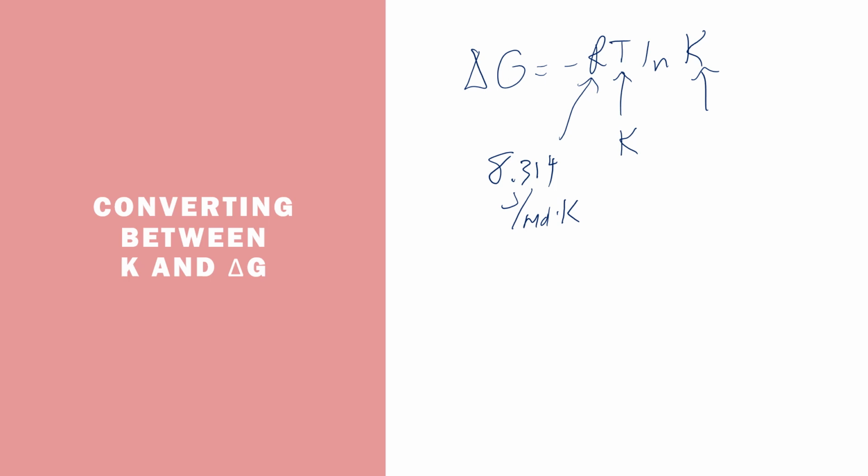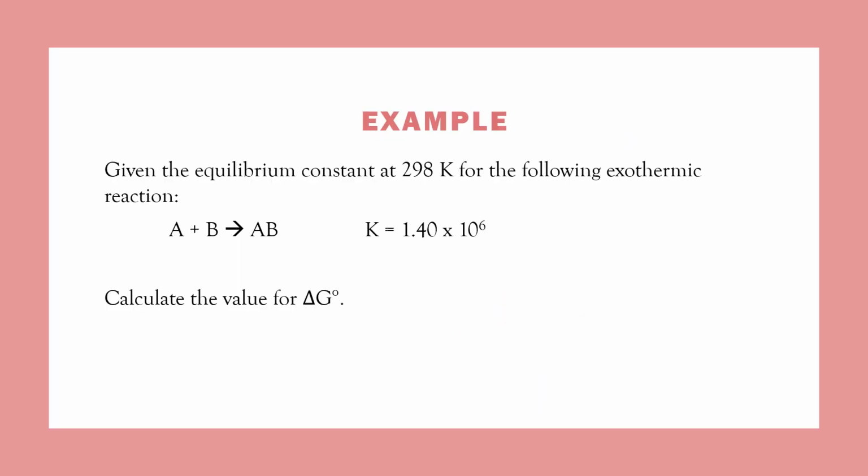If you were to rewrite this equation, let's say you have delta G and you're trying to find K, when you rearrange the equation, you would do delta G divided by negative RT equals ln K, and then it would be e to the negative delta G over RT equals K. So that's how you would rearrange that if you needed to. So here's an example reaction, and they gave you the equilibrium constant, 1.40 times 10 to the 6th. Calculate the value for delta G.